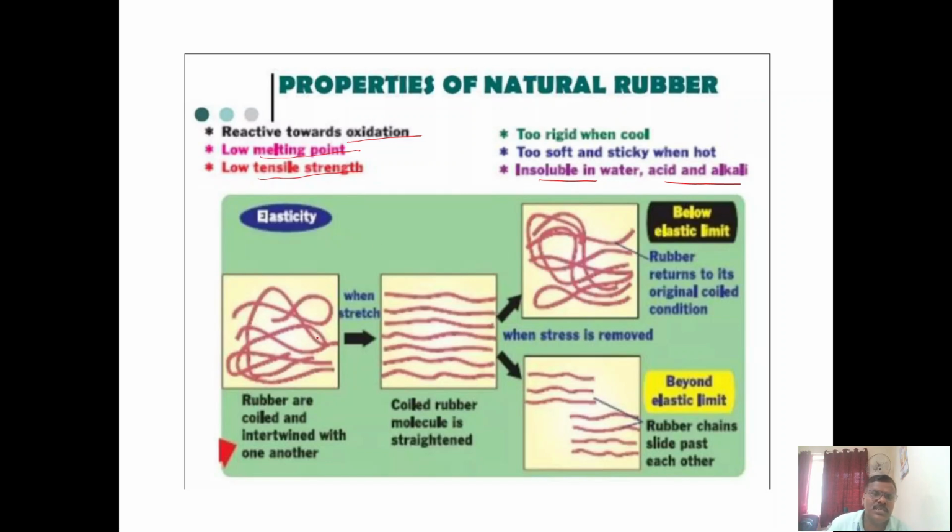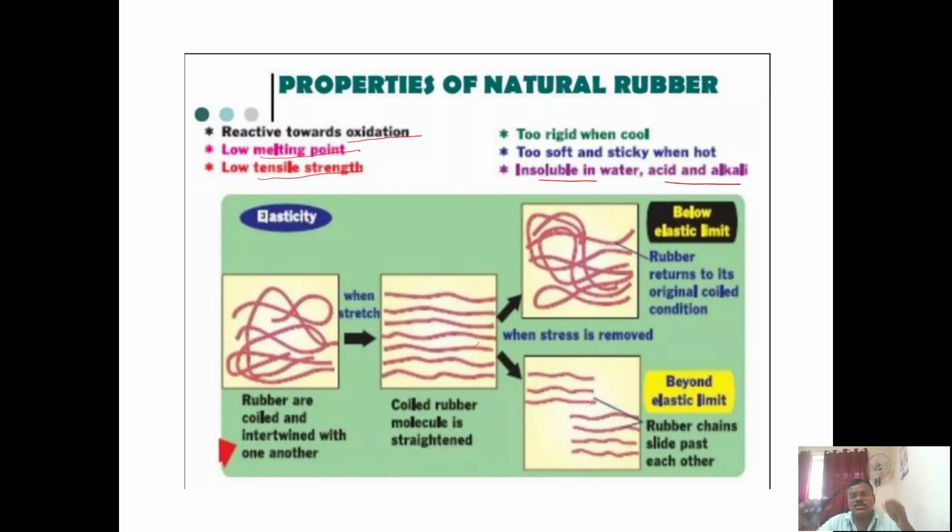You can see the structure here. This is the free rubber or natural rubber. When you stretch it, it will be like this. When the stretch is removed, it will regain its original shape. That is called elastomer properties, elastic limit. And if it is not returning to the original shape, that is called plasticity. That means the rubber is getting fragmented.